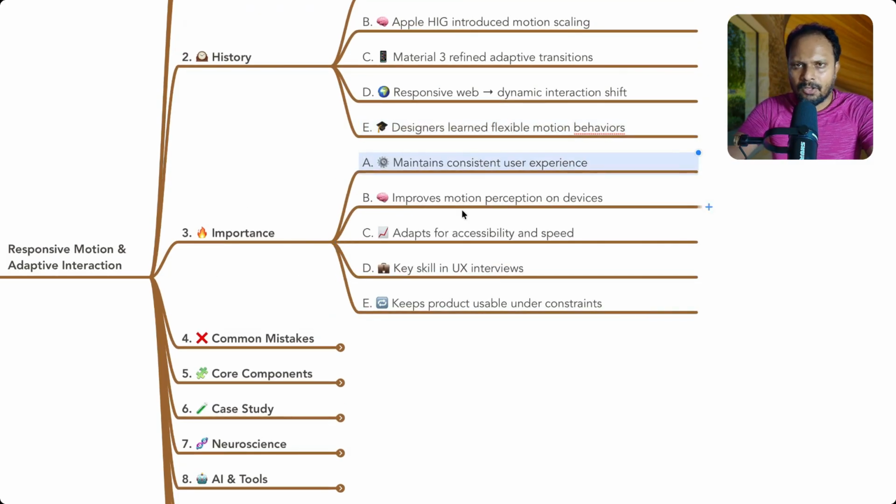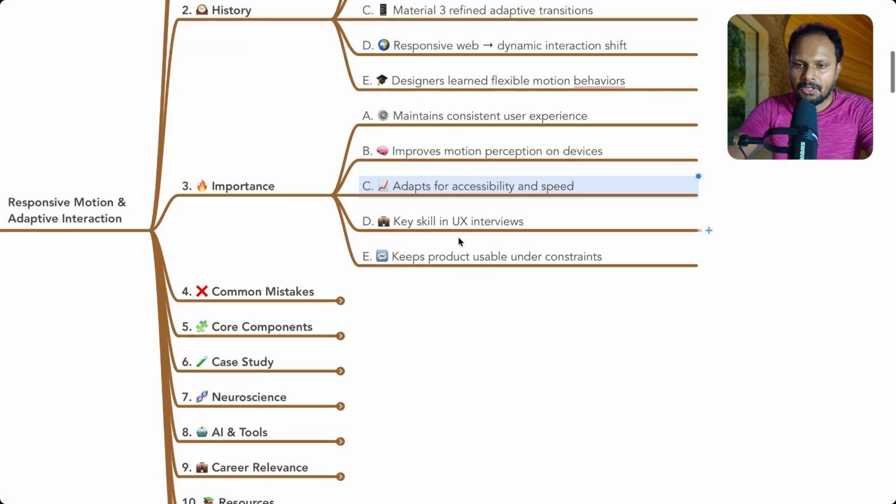See guys, as you must have understood, this maintains a consistent user experience, improves motion perception on the devices, and adapts to speed and accessibility. This is one of the key skills which all UX interviews expect. So make your product follow this factor exactly, because every product development team expects stability in their product when it is used by millions of users. It makes the user feel that even if thousands of people are using the Flipkart or Amazon website, it should still not crash, particularly during offer time, Big Billion Day, and all these things.